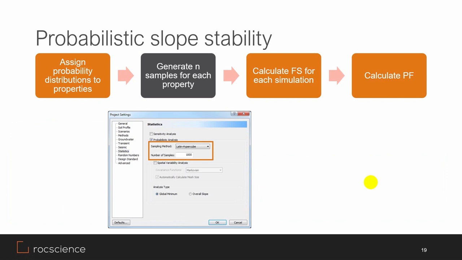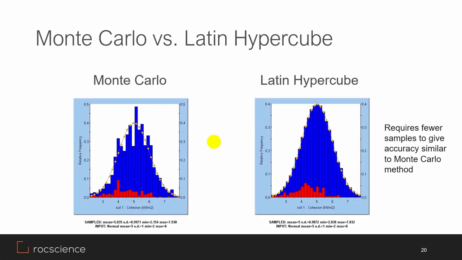So, first, we assign probability distributions to soil properties. Now, we generate n samples for each property. To do so, we should pick a sampling method and define the number of samples required for the probabilistic analysis. As you can see here, Latin hypercube and 1000 simulations are selected. Now, let's talk about them.